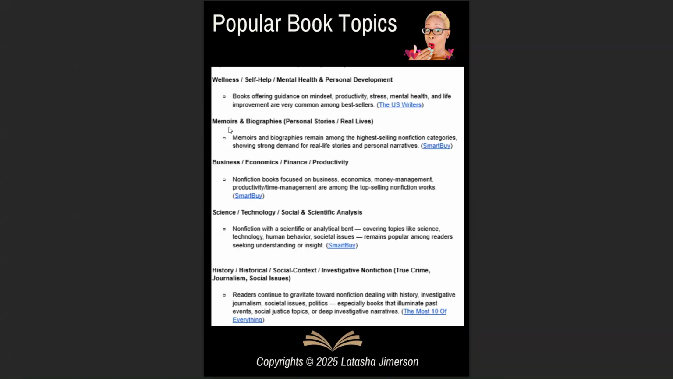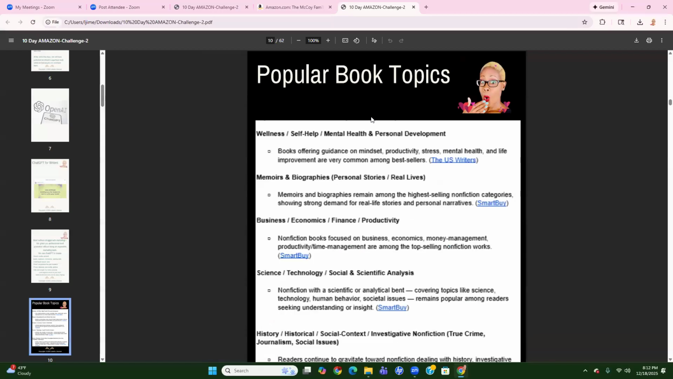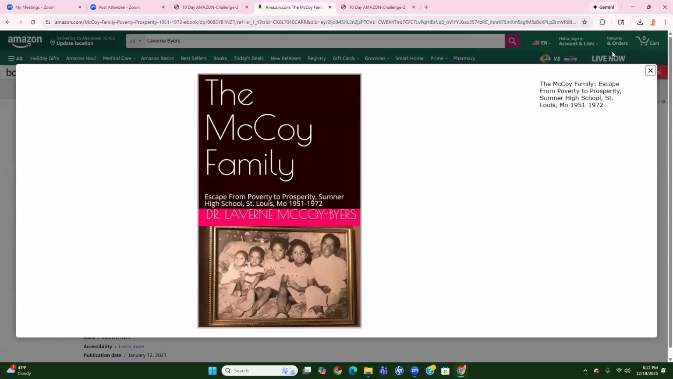It's two. It's memoirs and biographies, personal stories, real lives. Okay, memoirs and biographies remain, yep, exactly. There you go. Memoirs and biographies remain among the highest selling nonfiction categories, showing strong demand for real life stories and personal narratives. Okay, these personal narratives are important because people want to know, well, how did you survive that?